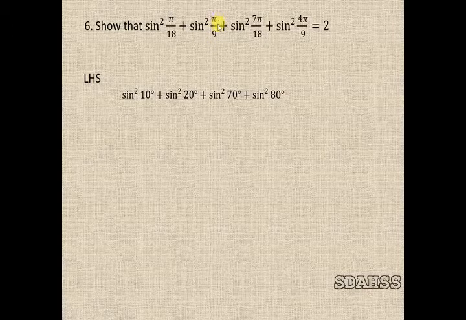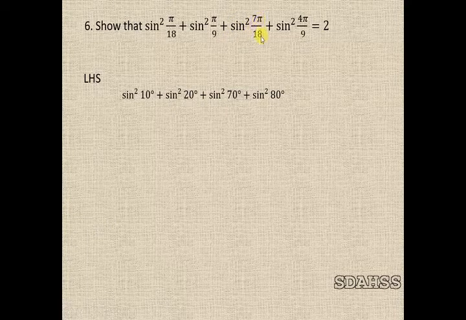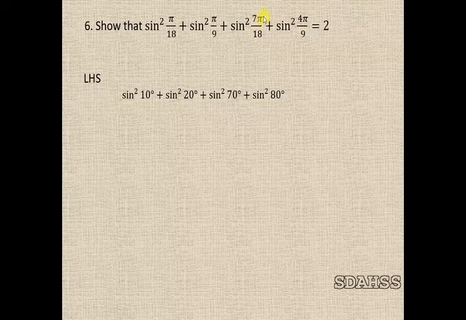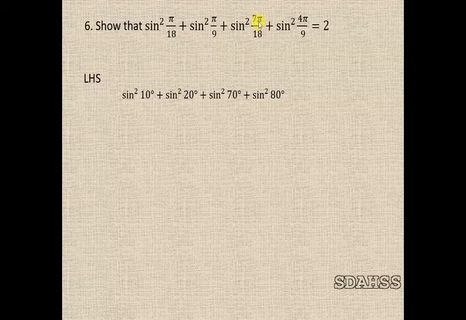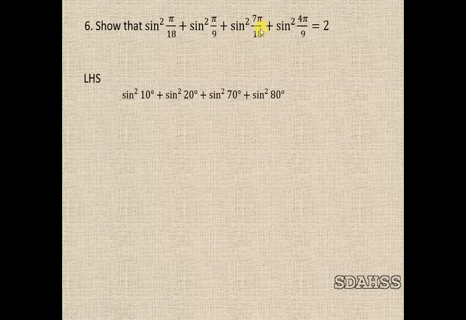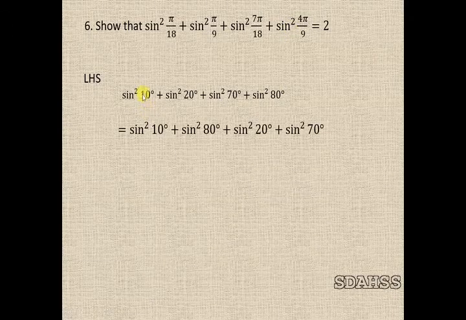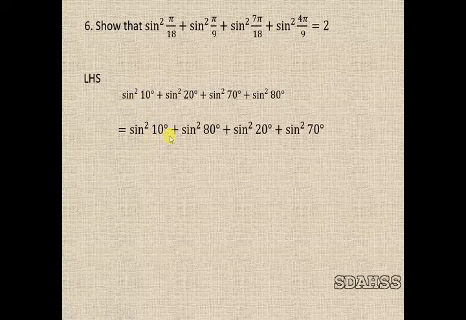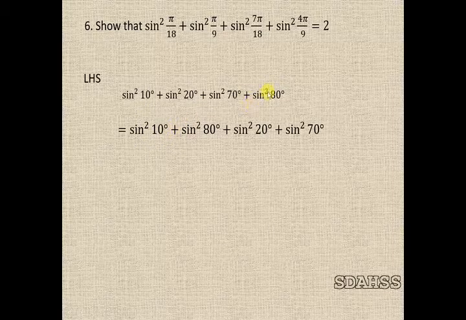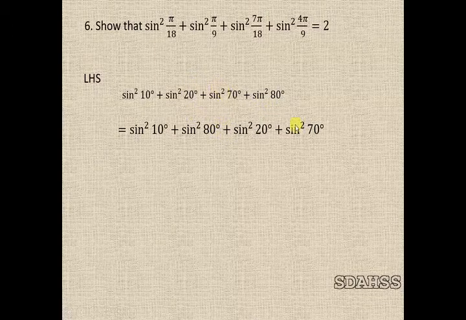Cancel the numerator and denominator by 9 table. So you have 20. Sin square 20 plus sine square 7 pi by 18. So in the place of pi you have to substitute 180. So 7 into 180 divided by 18. Cancel the numerator and denominator by 18 table. So you have 70, sine square 70 plus similarly sine square 80. Sine square 10 degree plus, just you interchange, sine square 80 plus sine square 20 plus sine square 70.